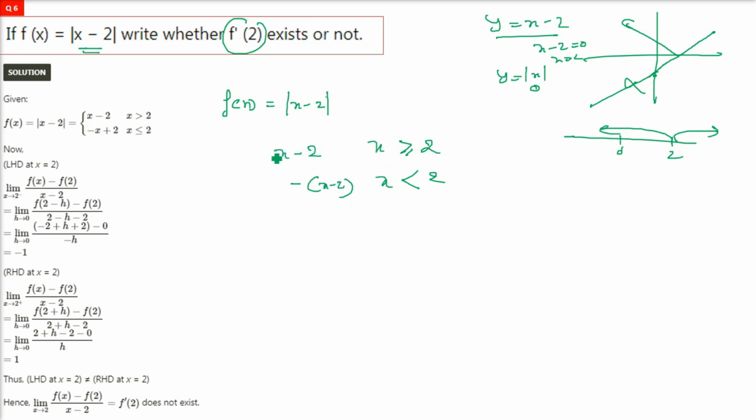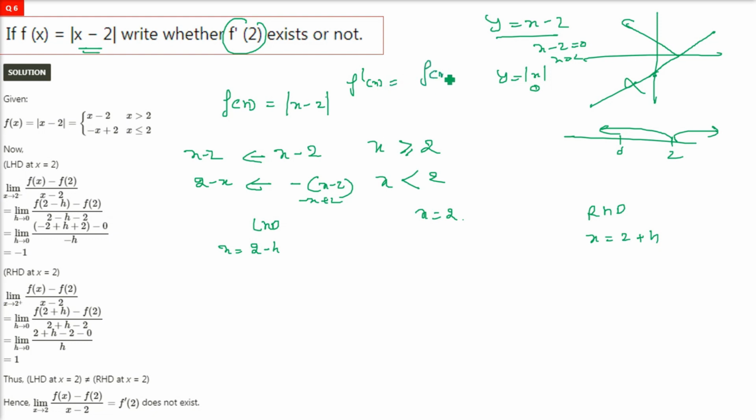So in order to find out whether this f dash exists or not, let us find out f dash using the classical left hand derivative and right hand derivative. For the left hand derivative, I'll change minus (x minus 2) to 2 minus x. So x is equal to 2, x equals 2 minus h, x equals 2 plus h. So going on the left and right, that's what we are doing. So f dash will be equal to f(x) minus f(c) by x minus c.